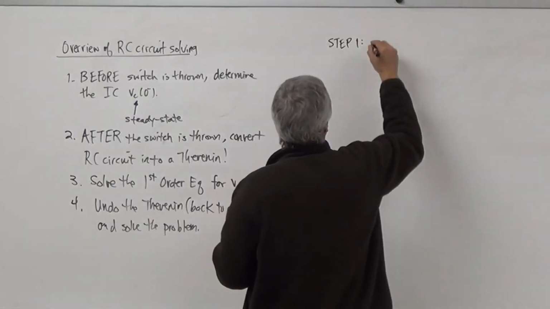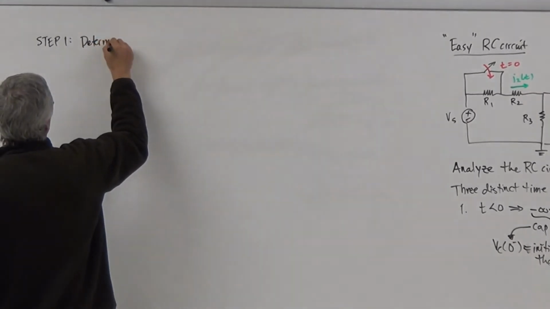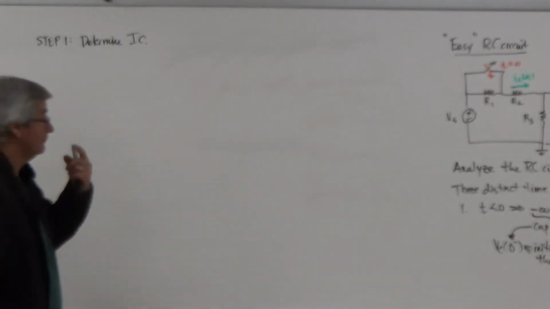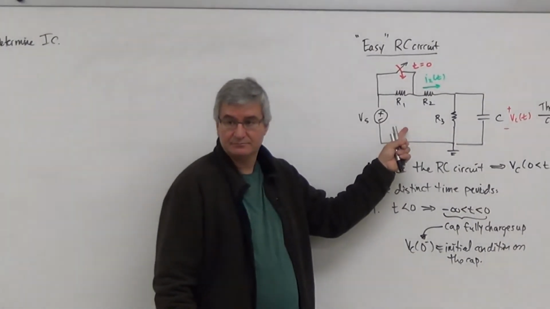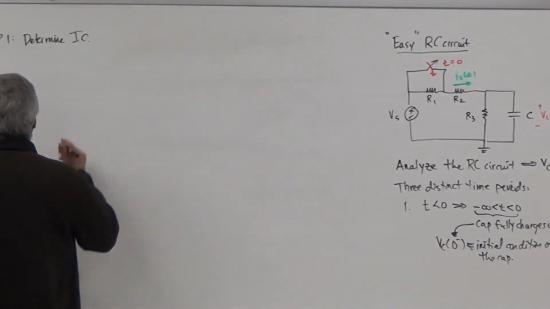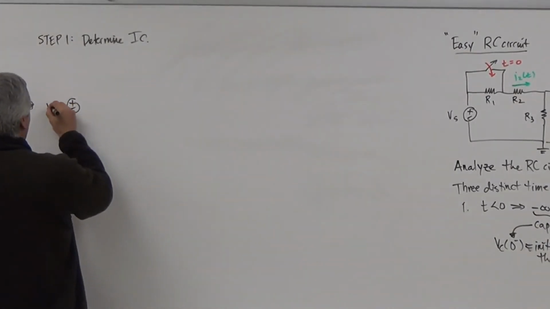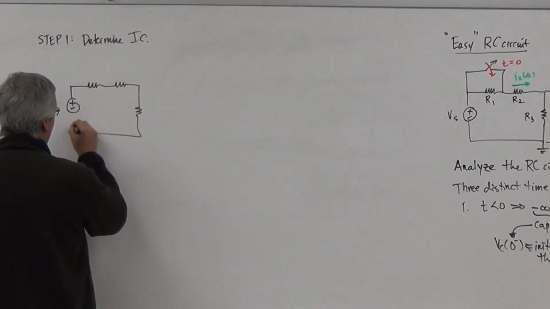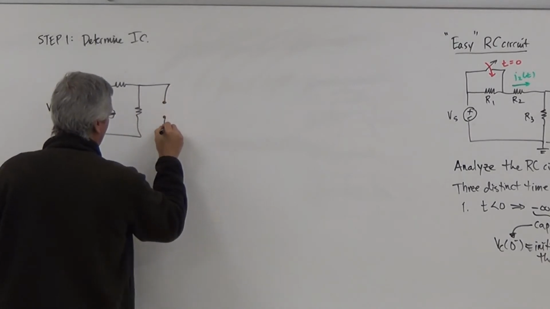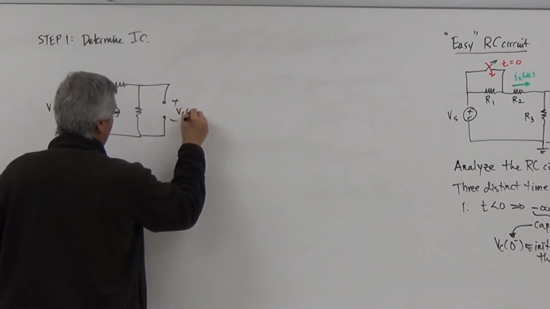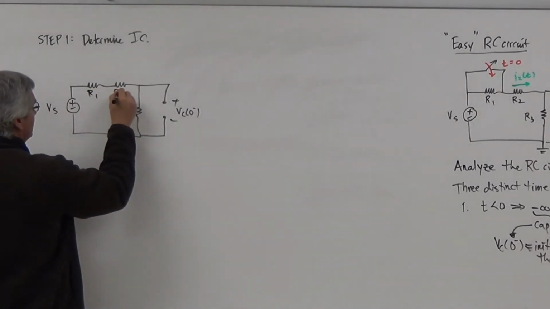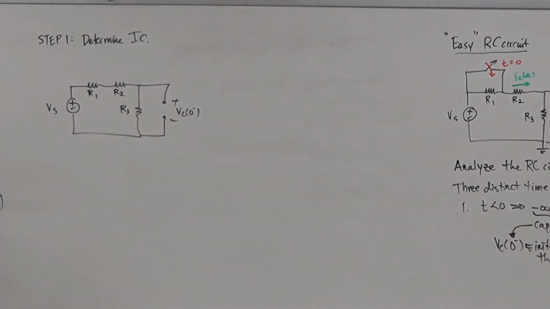Step one. What am I going to do? I'm going to determine IC. Okay? So here's my circuit now. I look at my circuit, and what does it look like? It looks like this. Right? So I got R1, R2, R3. When I look at that, I got to determine that voltage.